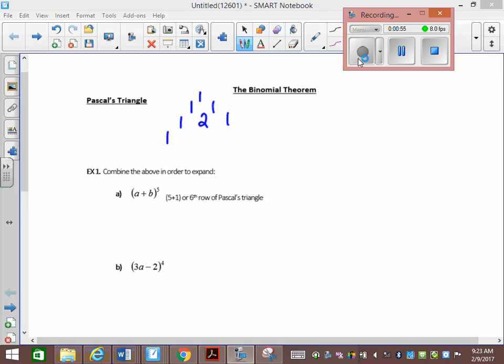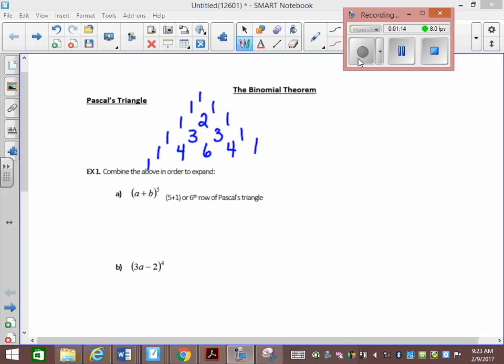Then we go 1, and then we add them up. 1 plus 2 is 3. 2 plus 1 is 3, and then we have a 1. Okay, then we have a 1. 1 plus 3 is 4. 3 plus 3 is 6. 3 plus 1 is 4, and then we end with a 1.